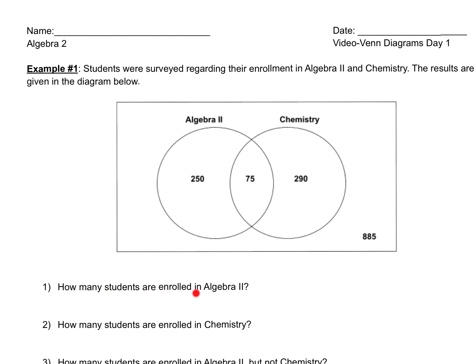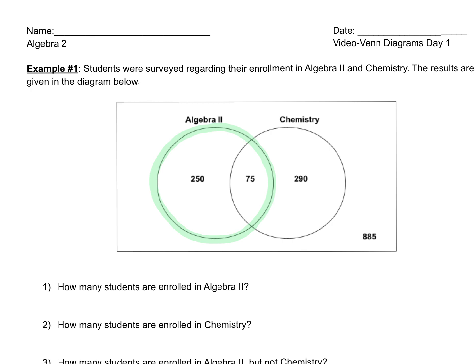How many students are enrolled in Algebra 2? So the way Venn diagrams work is anybody inside this entire circle would be enrolled in Algebra 2. So what you're going to want to do is simply add up 250 plus 75. And when you do that, you will get 325.